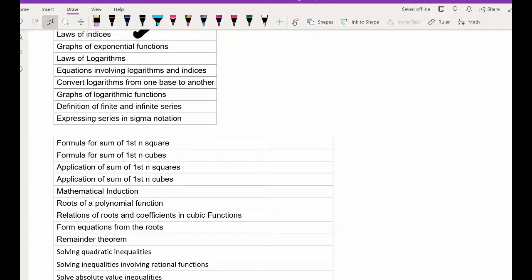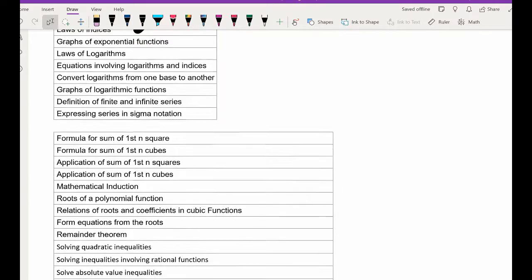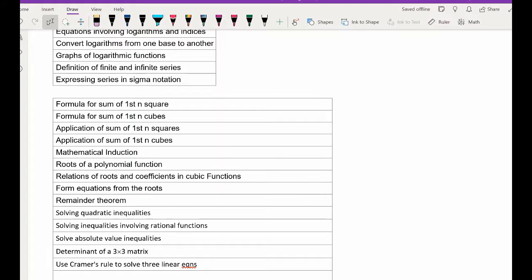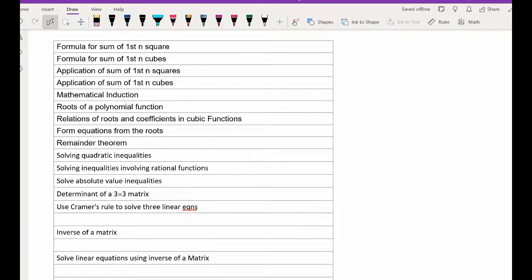solving inequalities involving rational functions, solve absolute value inequalities, and also you are going to go to matrix, whereby you are going to determine determinant of 3 times 3 matrix. You are going to use Cramer's rule to solve 3 linear equations. Later you are going to see inverse of matrix. You're going to solve linear equations using inverse of matrix.